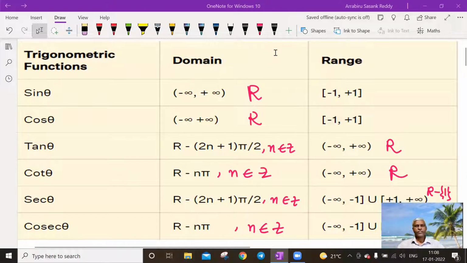Welcome to mathematics class, trigonometric ratios, part 7. Domain and range of trigonometric functions. Sine function, domain is minus infinity to plus infinity. That is the set of real numbers.